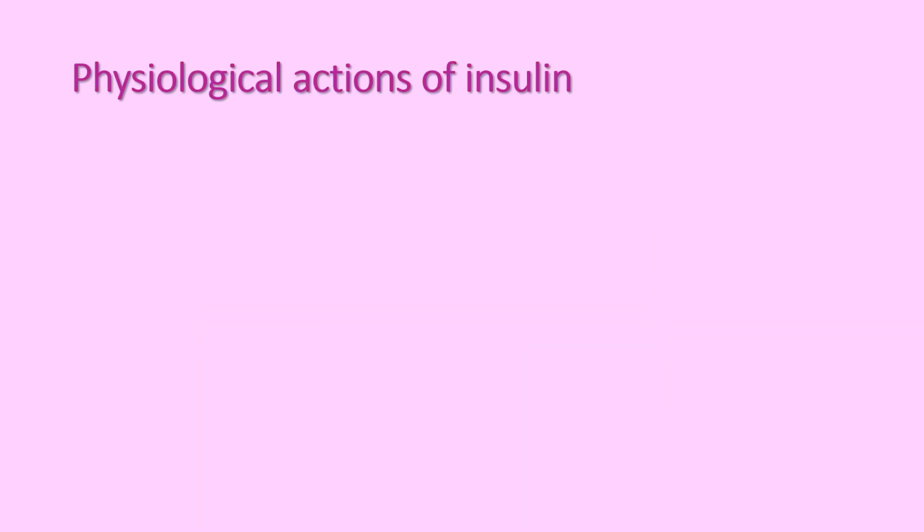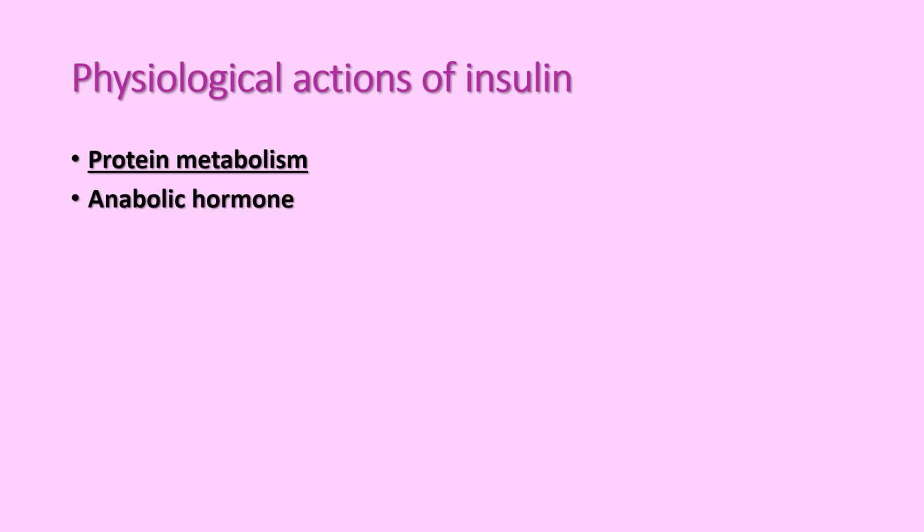The insulin acts on protein metabolism. Insulin is the anabolic hormone. It increases protein synthesis and inhibits proteolysis.